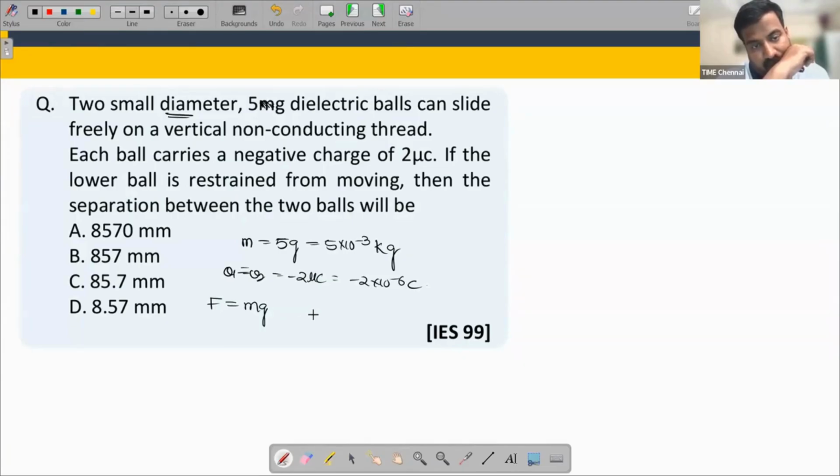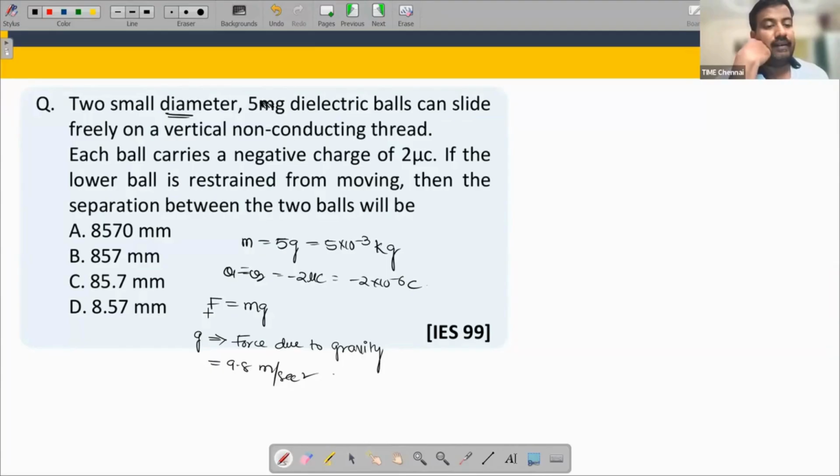This force F is equal to mg. g is the acceleration due to gravity. It is 9.8 meter per second square. If I equate this to the electric force F, Q1 Q2 by 4 pi epsilon naught r square, m is 5 into 10 power minus 3 into 9.8.